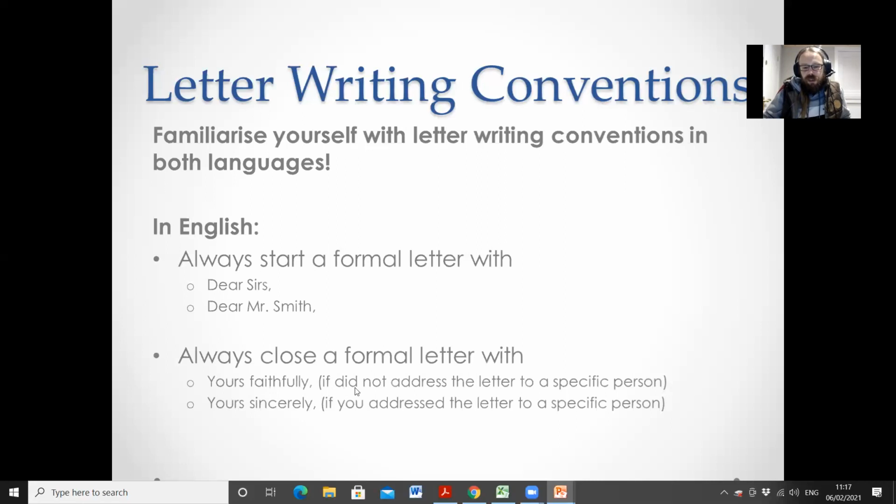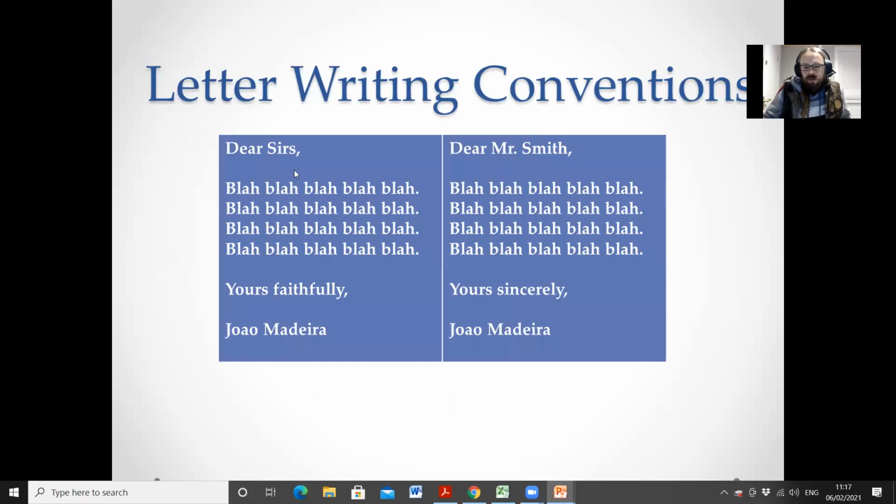Yours faithfully if you did not address the letter to a specific person. So if you just addressed it to Dear Sir, in other words there's no name at the start of the letter, then you would finish with Yours faithfully. And if you addressed it to Mr. Smith, a specific person you named, then you'd finish with Yours sincerely. So you've got an example here.